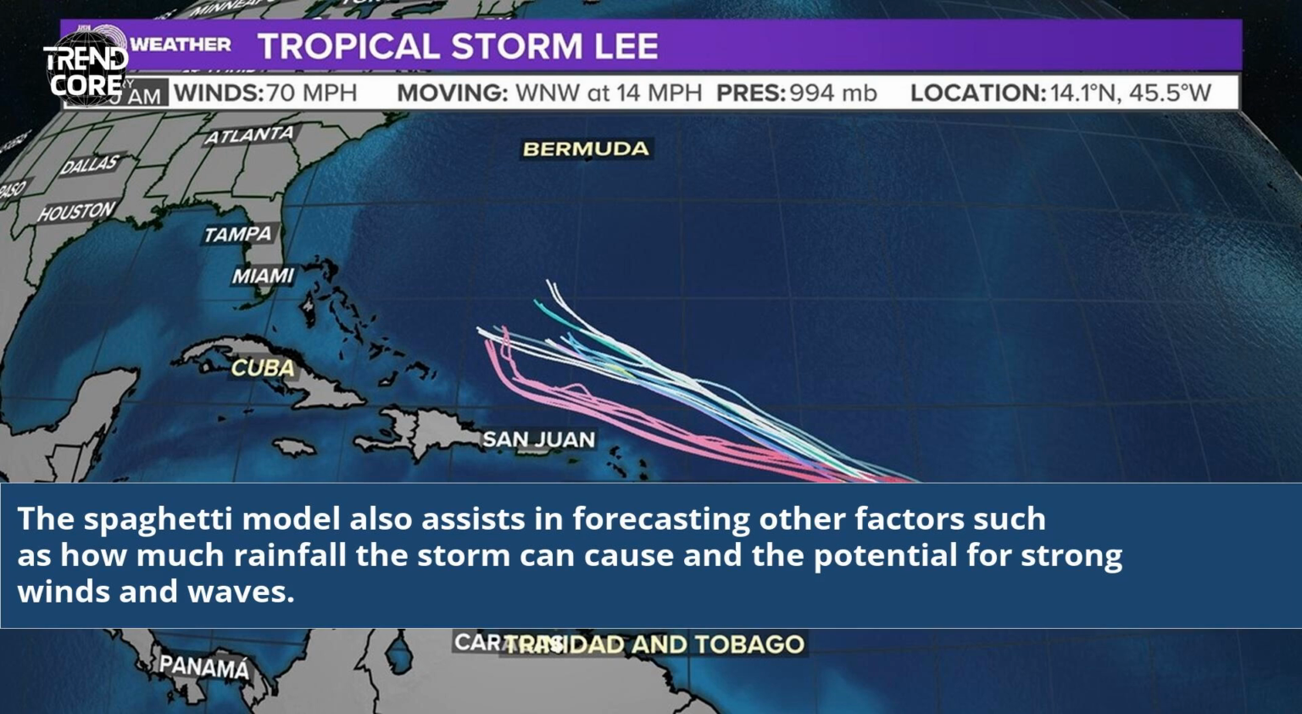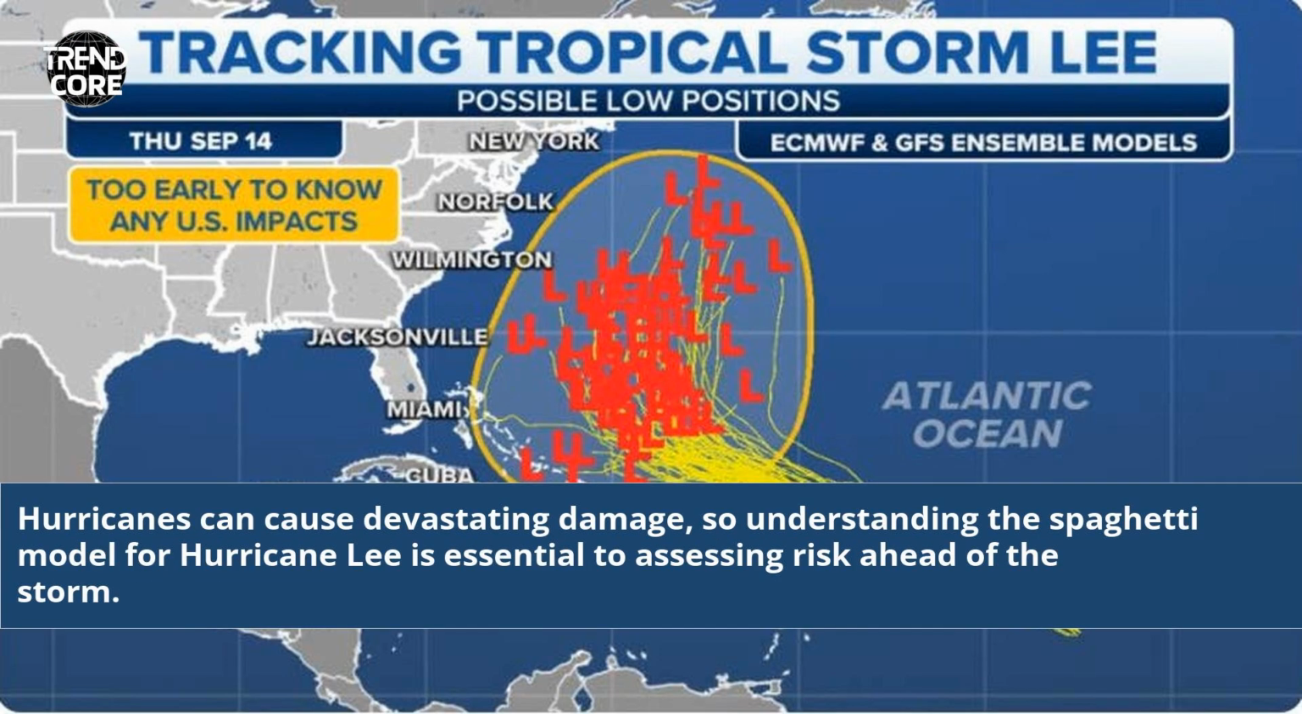The spaghetti model also assists in forecasting other factors such as how much rainfall the storm can cause and the potential for strong winds and waves. Hurricanes can cause devastating damage, so understanding the spaghetti model for Hurricane Lee is essential to assessing risk ahead of the storm.